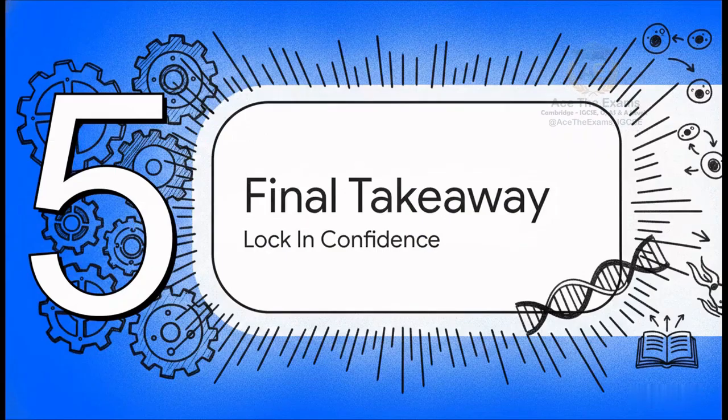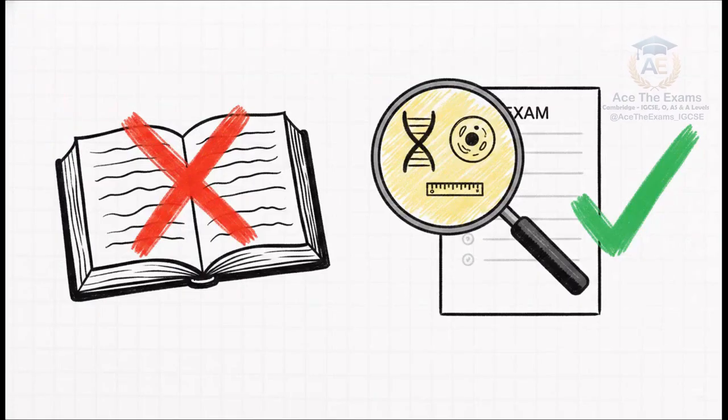Section 5, the final exam takeaway. Let's go ahead and lock in everything we've uncovered in our masterclass today so you can walk into that biology exam with total confidence. Based on the principal examiner reports, these are your ultimate rules to live by. Omitting units, using vague terminology, and failing to relate your answers to the specific context are by far the fastest ways to lose really easy marks.